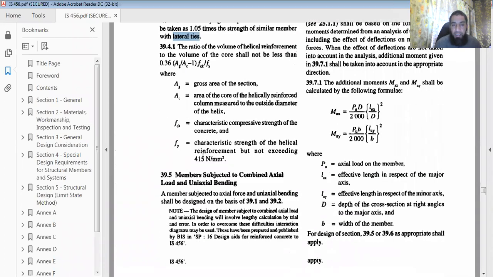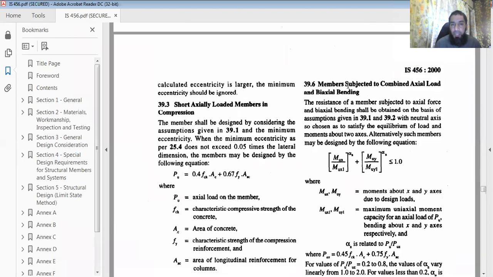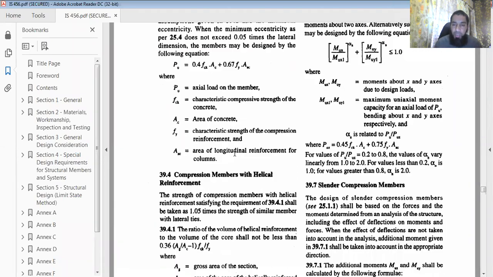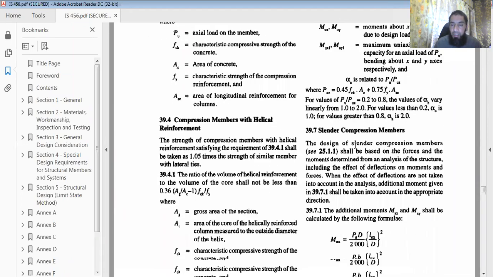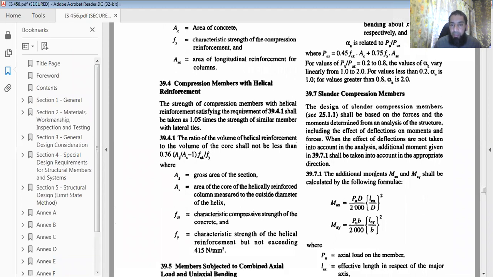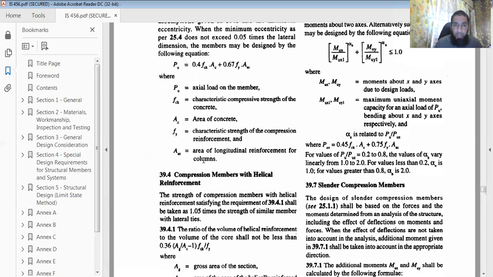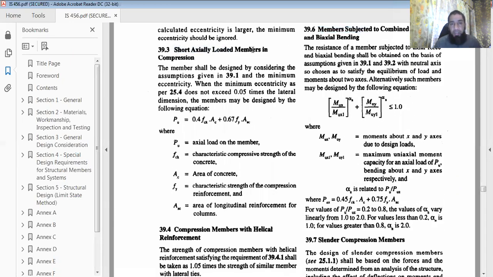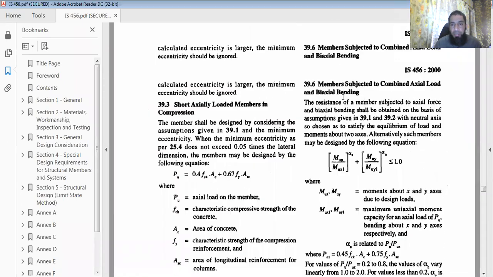Then there is also a combination of members which are subject to axial loading and uniaxial bending. Then the formulas change. When the members are subjected to combined axial load plus biaxial bending, we have studied both things so far, uniaxial eccentric and biaxial eccentric. So all the formulas are detailed here. Finally, for the slender compression members, the formula is given here. When it's not a short column, these were all short axially loaded columns. This is a short column, this is a short column, this is a short column.